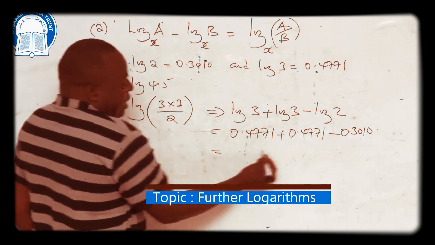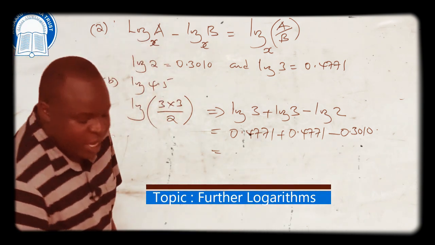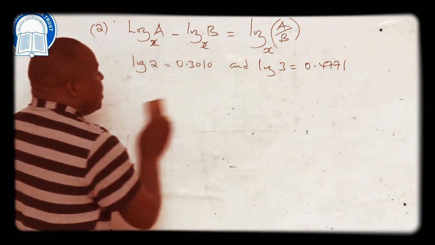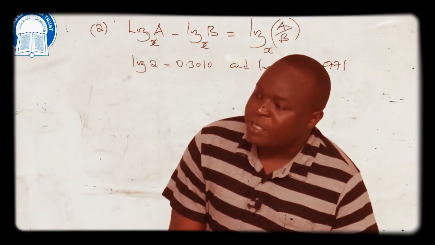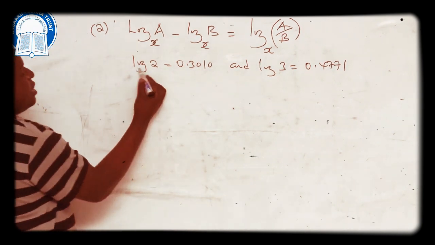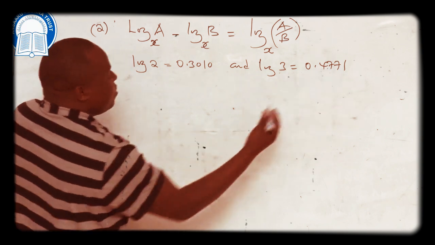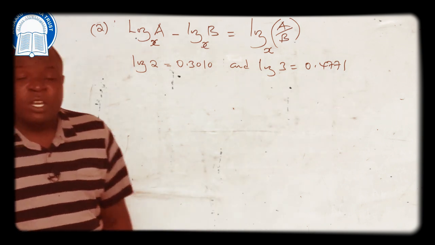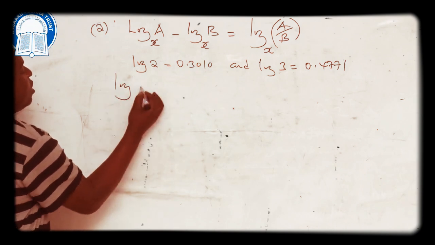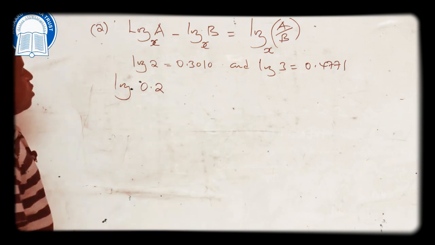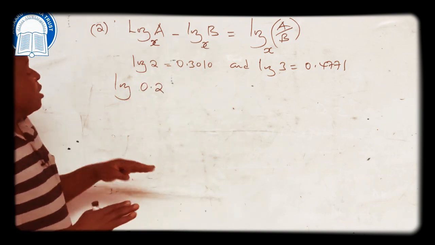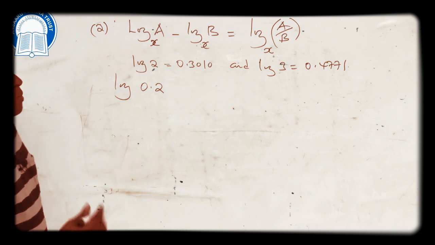So now, this is my second example. The third example, which I want you to be very keen on, is still using the same values. If the question was given that log 2 equals this, log 3 equals this, without using tables or a calculator, find the value of log 0.2. First of all, I'm explaining a question where I'm just using one of them. Then we'll use two of them later on.